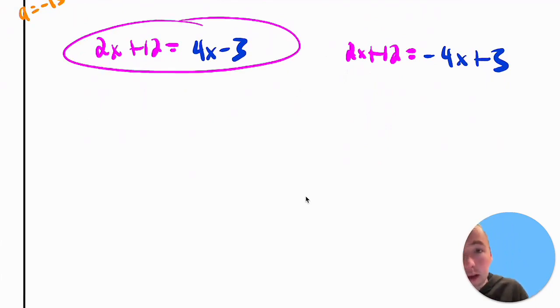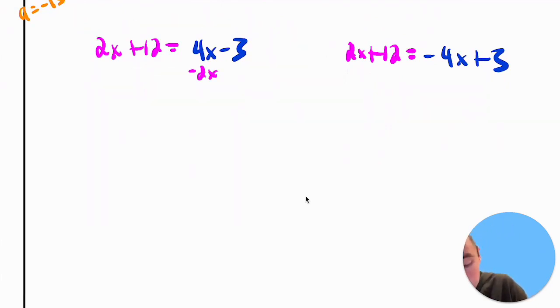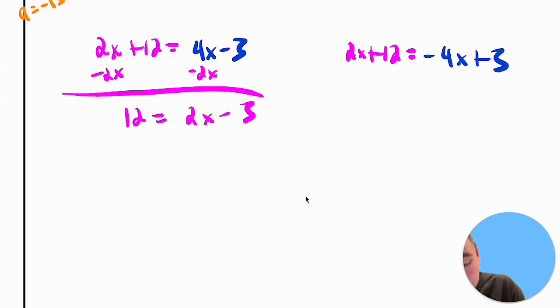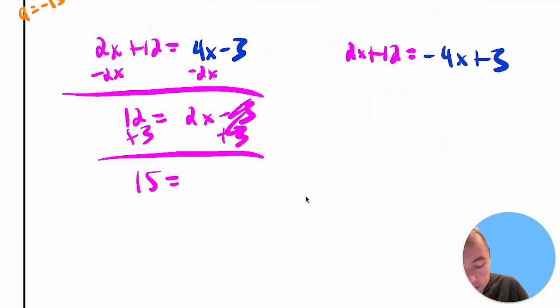So if I take that equation and solve it, I could subtract 2x and then get 12 equals 2x minus 3. And then I can add 3, so I get the 2x alone. So 15 is equal to 2x. And then you can divide by 2, and that's going to give you 7.5, right?